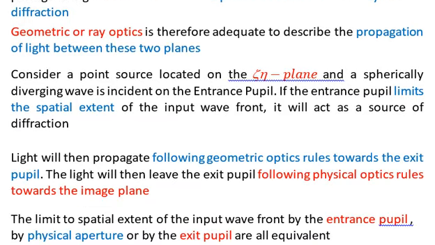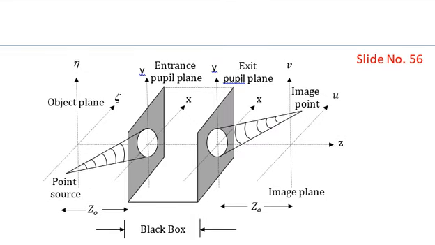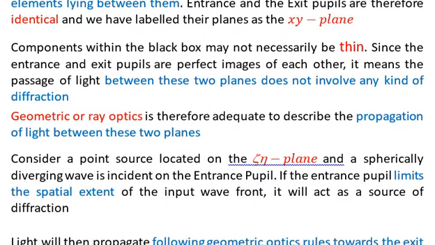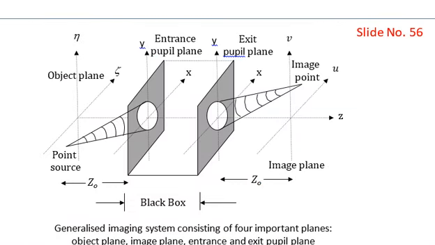Consider a point source located at the zeta-eta plane, and a spherically diverging wave is incident on the entrance pupil. So look at this figure. You see that a point source is located on the zeta-eta plane, generating a spherically diverging wavefront, a part of which has been intersected by the entrance pupil. If the entrance pupil limits the spatial extent of the input wavefront, it will act as a source of diffraction. So you see that this entrance pupil will produce diffraction when the diverging spherical wave incident on this aperture is greater in spatial extent in comparison with the dimensions of the entrance pupil.